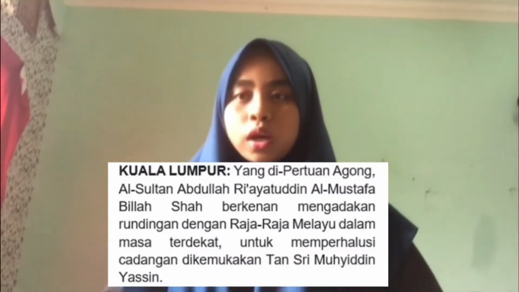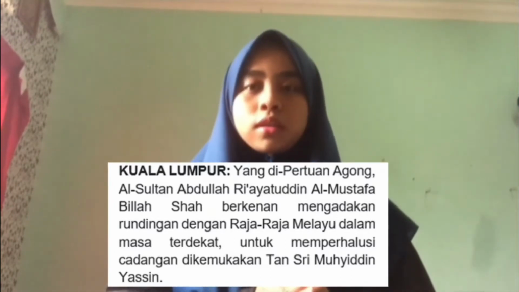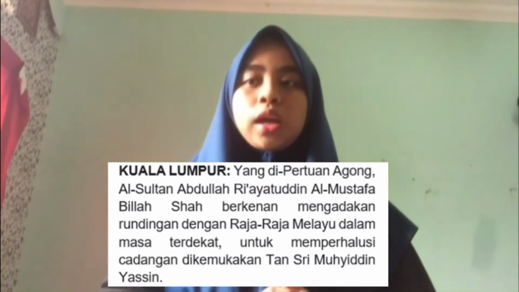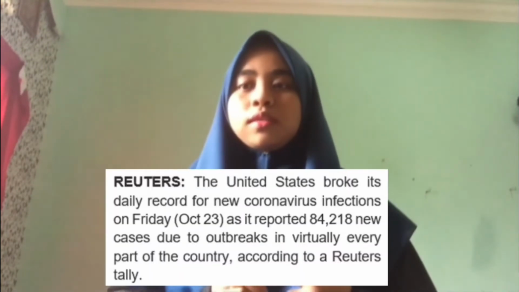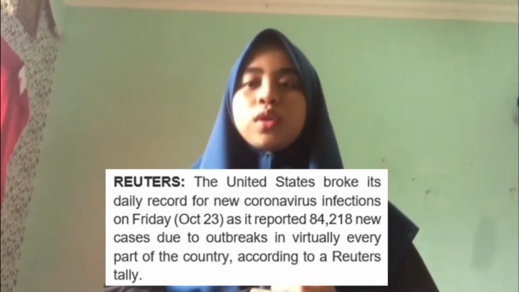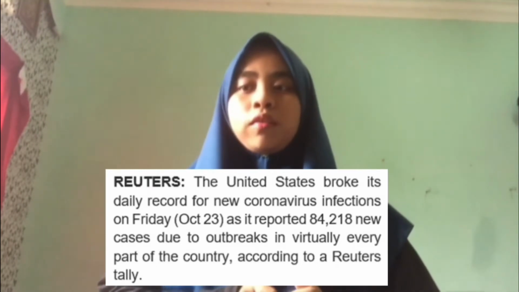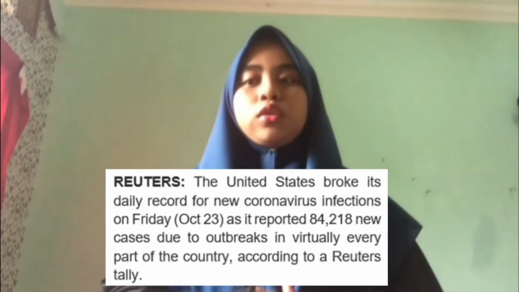The first example of a summary lead is: Yang di-Pertuan Agong Al-Sultan Abdullah Riayatuddin Al-Mustafa Billah Shah berkenan mengadakan rundingan dengan Raja-Raja Melayu dalam masa terdekat untuk memperhalusi cadangan dikemukakan Tan Sri Muhyiddin Yassin. The second example of a summary lead is: The United States broke its daily record for new coronavirus infections on Friday, October 23, as it reported 84,218 new cases due to outbreaks in virtually every part of the country, according to a Reuters tally.